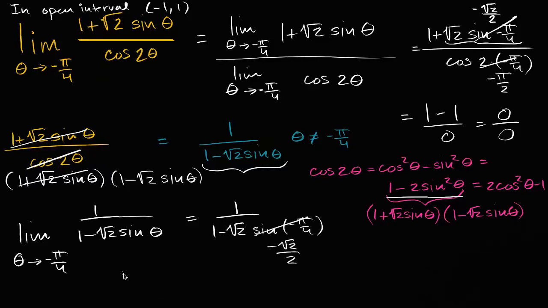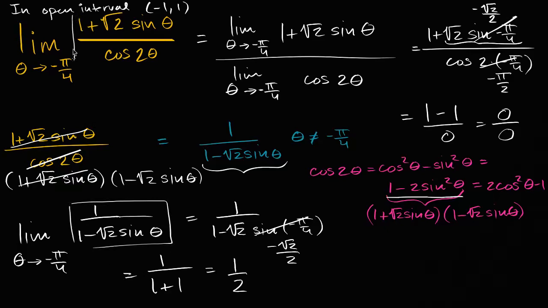And so this is going to be equal to 1 over 1 minus square root of 2 times the negative square root of 2 over 2. So negative, negative, you get a positive. Square root of 2 times square root of 2 is 2, over 2 is going to be 1. So this is going to be equal to 1/2. And I want to be very clear: this expression is not the same thing as this expression. They're the same thing at all values of theta, especially in this open interval, except at theta equals negative pi over 4. This one is not defined, and this one is defined.